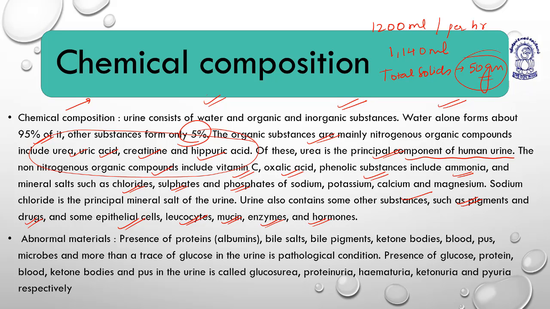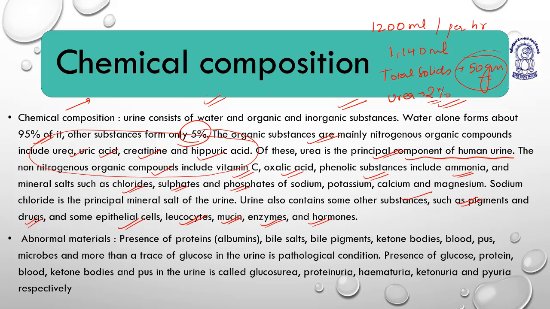Glucose, 0. No proteins, no ketones. Urea is 30 grams. Creatinine is 1.6 grams. So there is a chart. In case of man, the water makes 95 to 96%. Urea makes 2% of total. Uric acid 0.2%, ammonia 0.25%, creatinine 0.5%, hippuric acid 0.025%, and salt 1%.